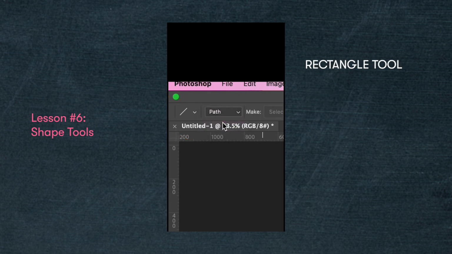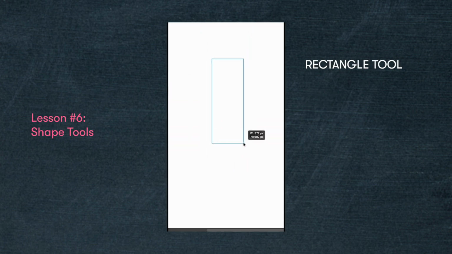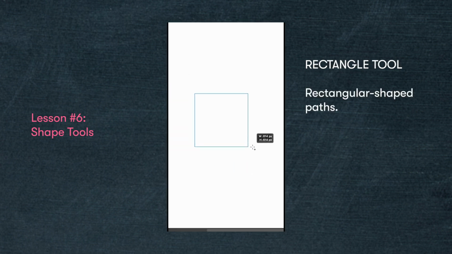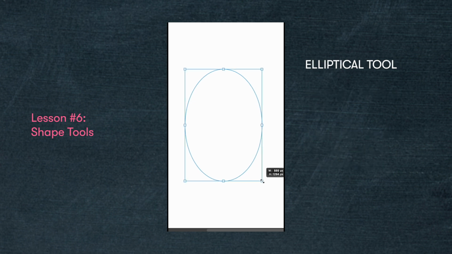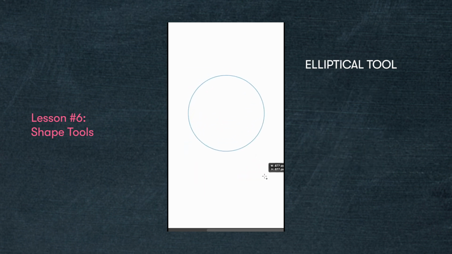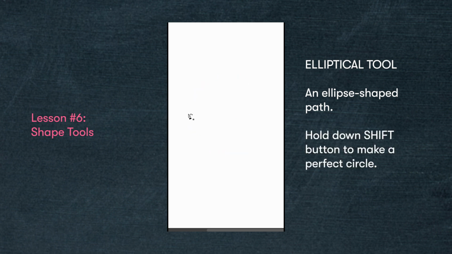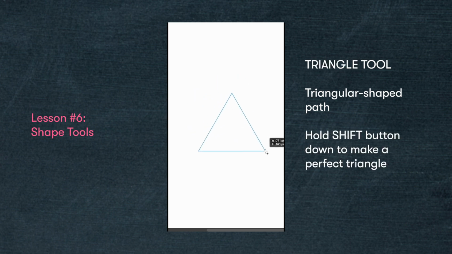We're going to start with the rectangular shape tool, similar to the marquee tool, but instead of making rectangular shaped selections, we're making rectangular shaped paths. And just like last time, if you hold the shift button down, it makes a perfect square. Moving on to the elliptical shape tool, you can make a path in the shape of an ellipse, or you can hold the shift button down and make a perfect circle. We have the triangle tool. Again, hold the shift button down, you make a perfect triangle.